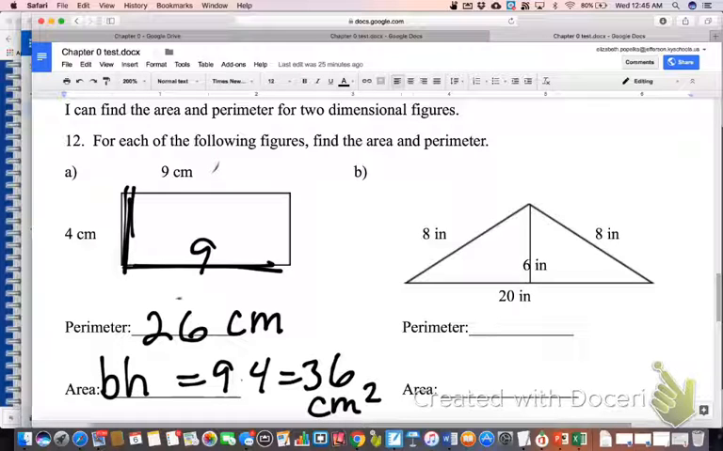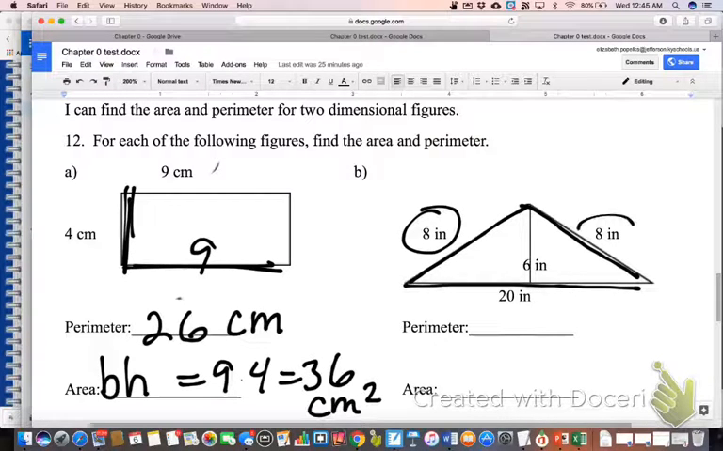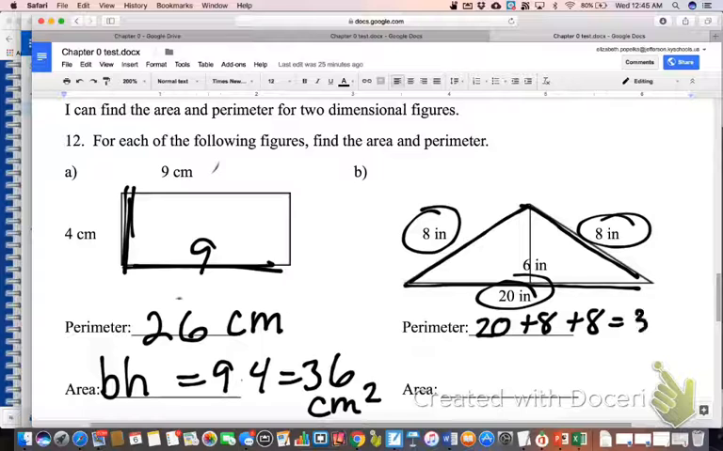For part B here, we're finding the perimeter of a triangle, and we need to add the outsides together. I noticed on the test that some of you guys tried to include this guy right here. Okay, that 6 is just telling you the height of the triangle. It is not part of the outside of the triangle. So we should have just added to find the perimeter these 3 sides right here. So 20 plus 8 is 36. And it's just going to be plain old inches because we're finding perimeter.